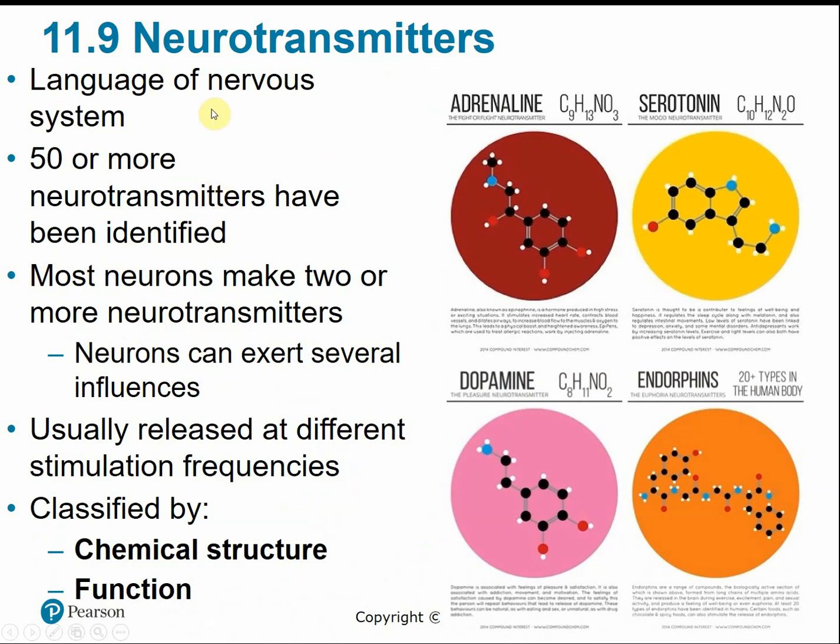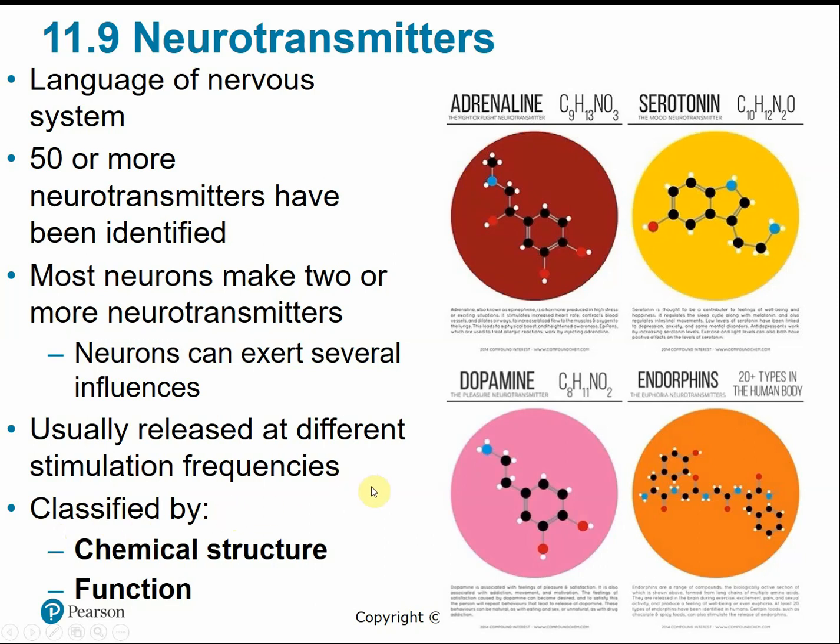So neurotransmitters, we said, were just the chemical messengers of the nervous system, or the language of the nervous system. There are 50 or more neurotransmitters that have so far been identified. Most neurons make 2 or more of these neurotransmitters. So one neuron can actually have different effects or influences on different cells, but they're going to be released at different frequency. One cell might release adrenaline and serotonin, but it's only going to release adrenaline when it's stimulated for that particular neurotransmitter. So we classify neurotransmitters based on their chemical structure and their function.